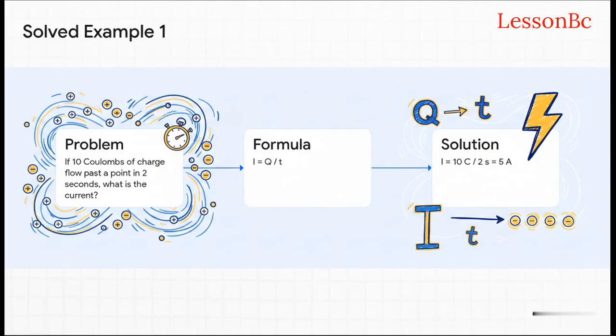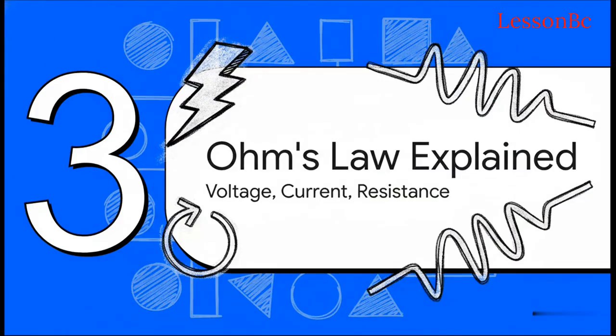Okay, time for a quick example. Let's say 10 coulombs of charge flow past a point, and it takes 2 seconds. What's the current? Well, we just grab our formula, I equals Q over T. We plug in the numbers, 10 coulombs for Q, 2 seconds for T. 10 divided by 2 is 5. So the current is 5 amperes. See? Simple.